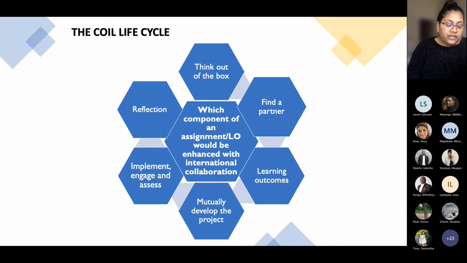So this is an exhibit of the life cycle and steps of a COIL project. Academic staff would examine the components of assignments or learning outcomes and think about how this can be enhanced by international collaboration. COIL requires out-of-the-box and creative thinking in terms of how students will achieve these learning outcomes within a module. With an international partner, academic staff will develop joint learning outcomes together for a collaborative project that would address components of the modules or courses on either side.